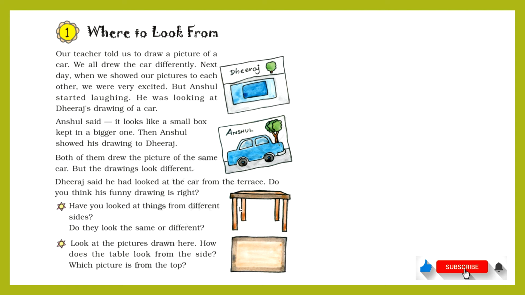And here is one example. If you look at this table from the side, it will look something like this, but when you look at the same table from the top, it will look something like this. So from the top you will just be able to see the top face of the table. You won't see these four stands, it will just be the face of the table from the top. So this is called top view, this is a side view.